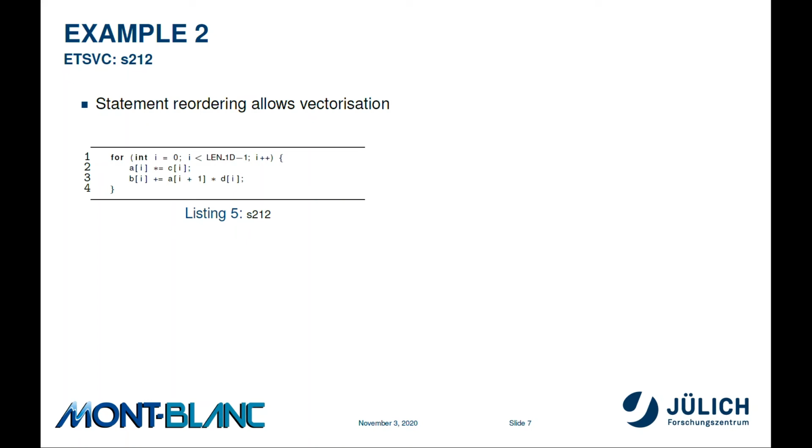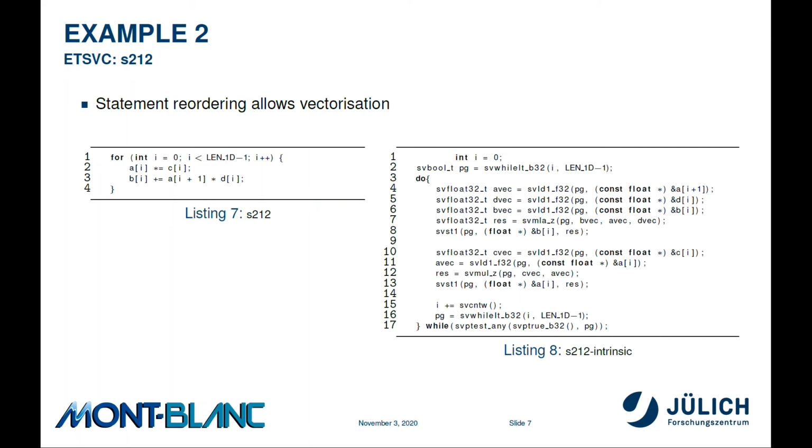However, this loop is easy to vectorize if we exchange the order of statements from line 2 and 3. On the right side, you can see the code with intrinsics. Notice that we first store the elements of array B in line 8, followed by storing the elements of array A in line 13. This is the opposite order as in the code on the left side. As in the previous case, the optimized version of this code performed much faster than the one generated by the compiler.